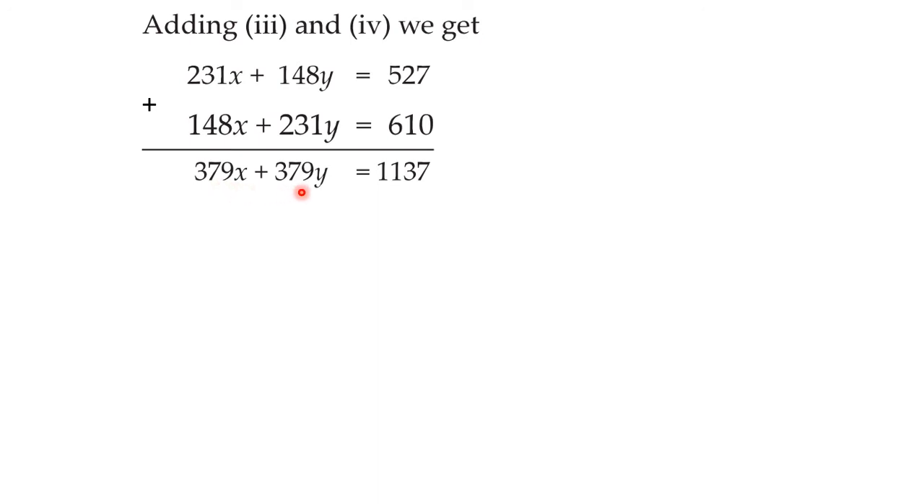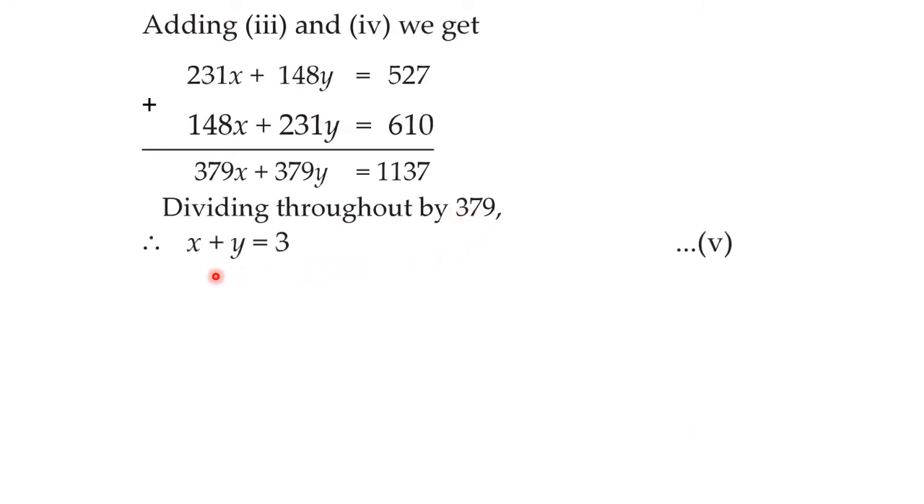379x plus 379y is equal to 1137. What we can observe here is that each and every term is divisible by 379. If you do 379 into 3, you are going to get 1137. So when you divide by 379, you will get the simple equation as x plus y is equal to 3. Number this as 5. So after adding, we got a simple equation.